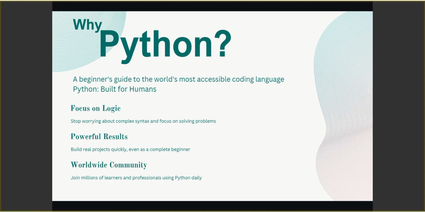It's a beginner's guide to the world's most accessible language. Python is built for humans. Genuinely, this is a statement. Python is for humans itself. First of all, we are going to focus on logic. We never worry about syntax. We only bother about logic.